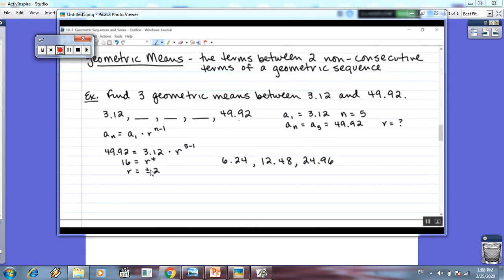Then R is equal to positive or negative 2. And then what you will do, you will multiply each number by 2. Then 3.12 times 2 will give you 6.24. And then 6.24 times 2 gives you 12.48. 12.48 times 2 equals 24.96. Only that for today.